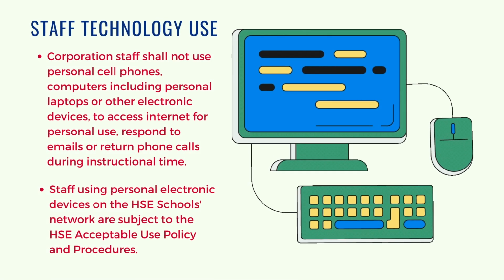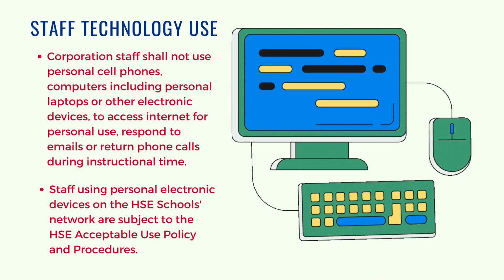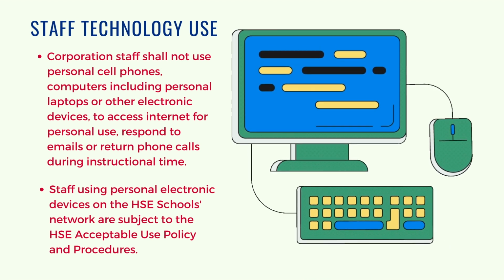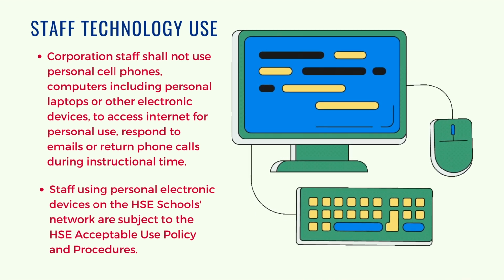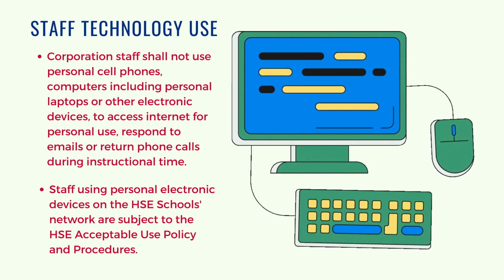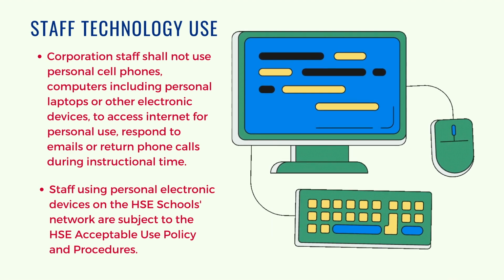Staff technology use. Corporation staff shall not use personal cell phones, computers, including personal laptops or other electronic devices, to access Internet for personal use, respond to emails, or return phone calls during instructional time. Staff using personal electronic devices on the HSE Schools network are subject to the HSE Acceptable Use Policy and Procedures.